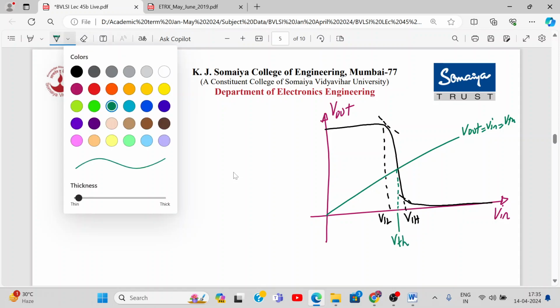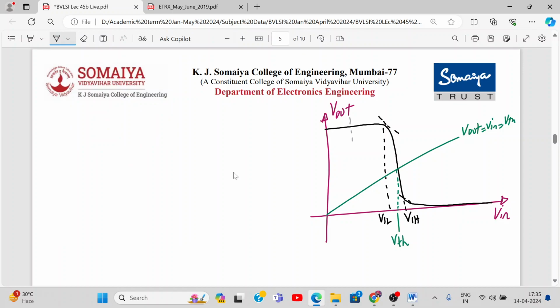Then we'll determine the 5 operating regions now. This is region number one. Here you have VTON, here you will have VDD plus VTOP, and here you have VDD. So this is one region, this is the second one, here it is. So these are the 5 operating regions: A, B, C, D, E.